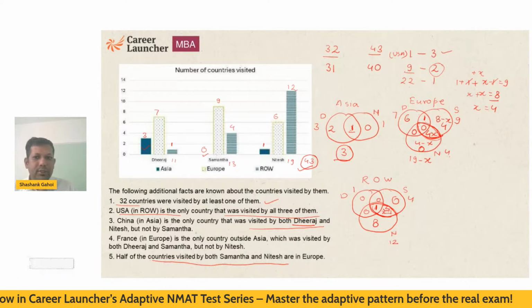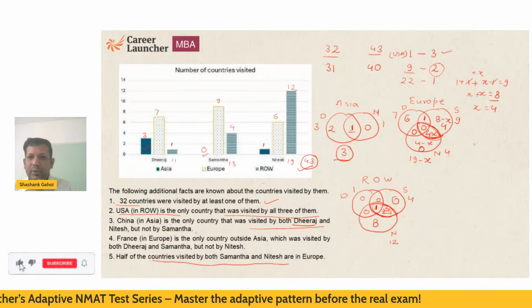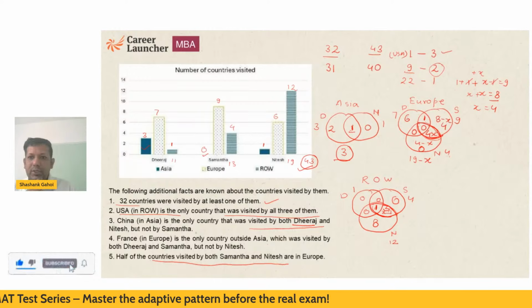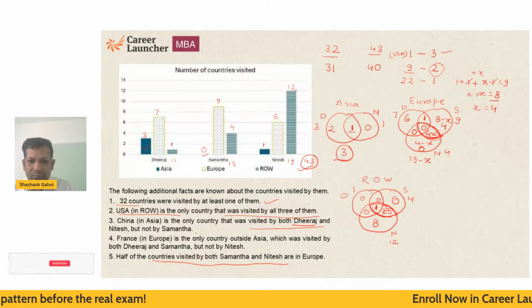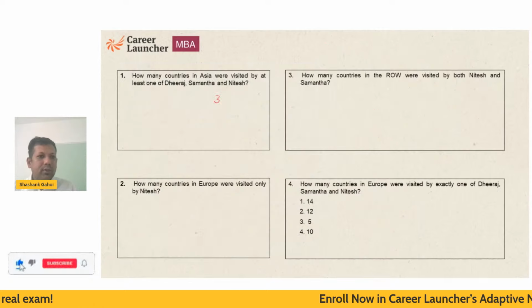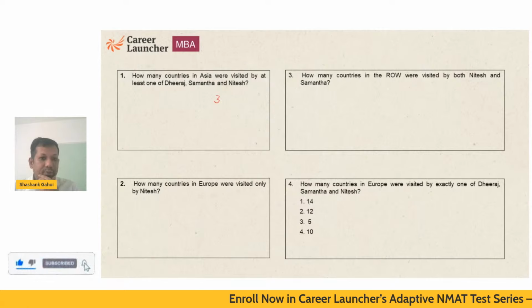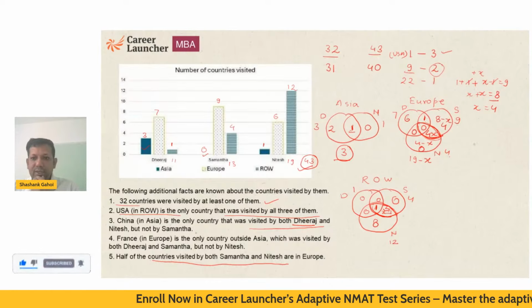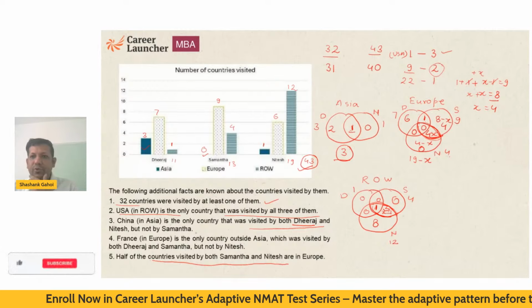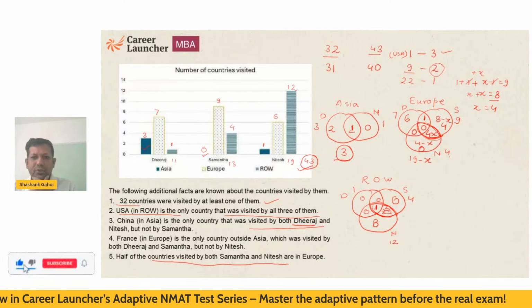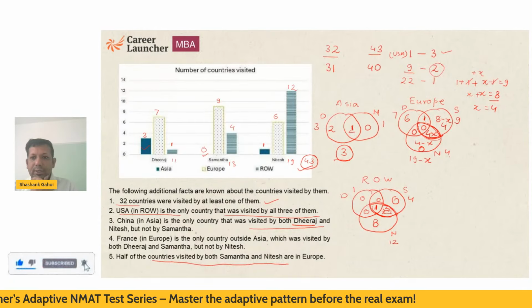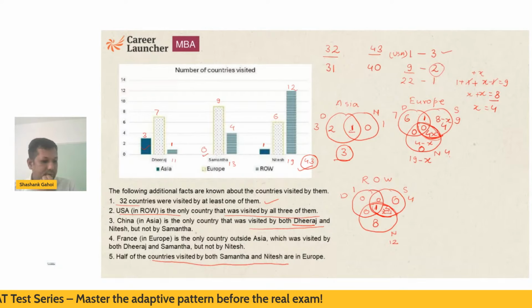That is going to be only Nitesh. Okay. How many countries in Europe? Europe is visited by only Nitesh. That is going to be 4 minus x. x comes out to be 4, so this value becomes 0. Okay. So that should be 0.